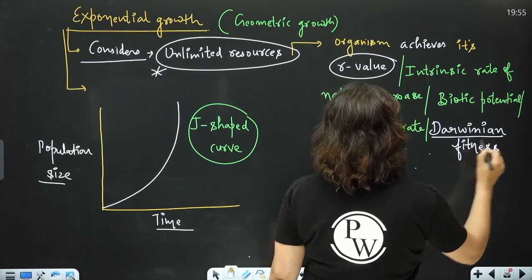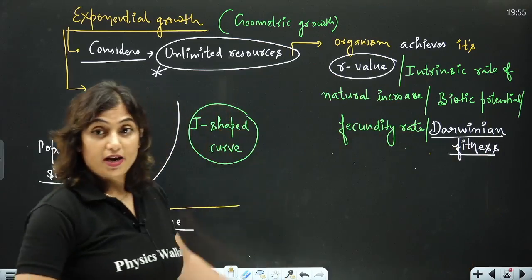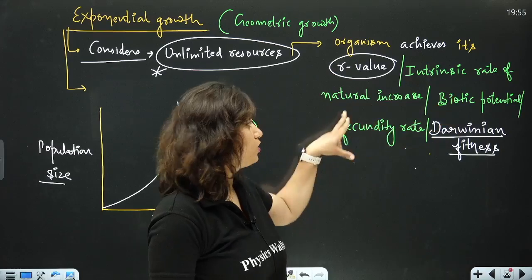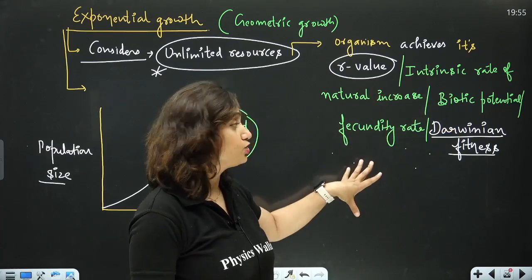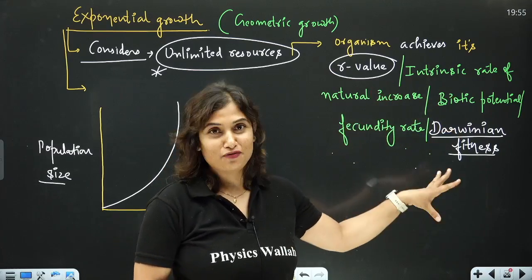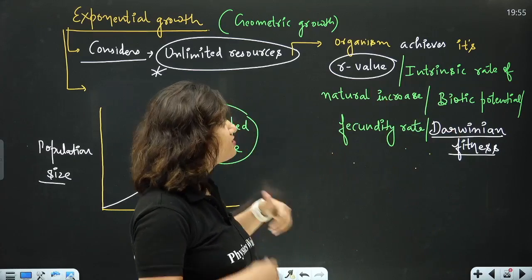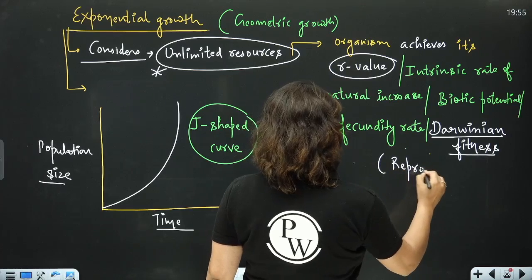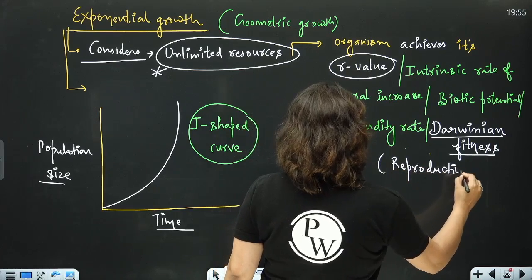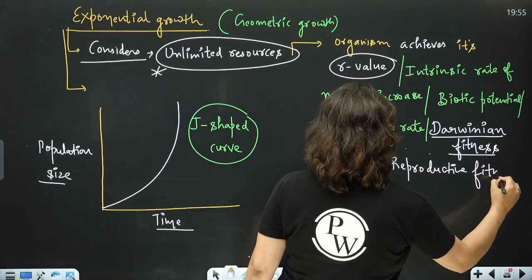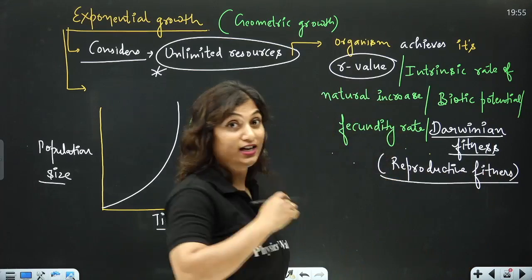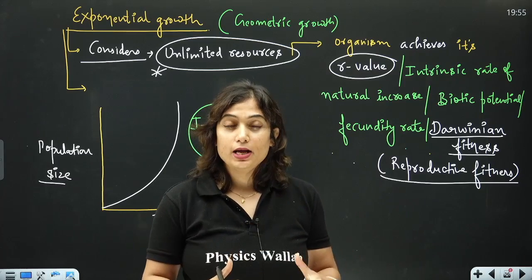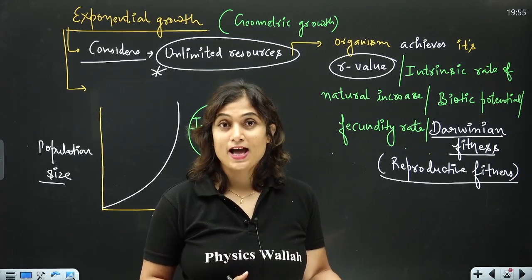Or Darwinian fitness. So there are various names for R value: R value, or intrinsic rate of natural increase, or biotic potential, or fecundity rate, or Darwinian fitness. That means it is reproductive fitness. If I say that an organism has achieved its R value, that means it has achieved the capability to reproduce maximally and to add as many members as possible to the population.